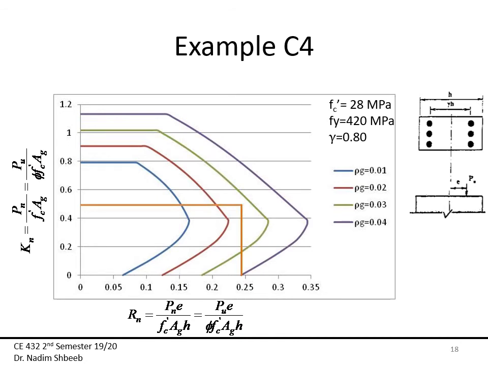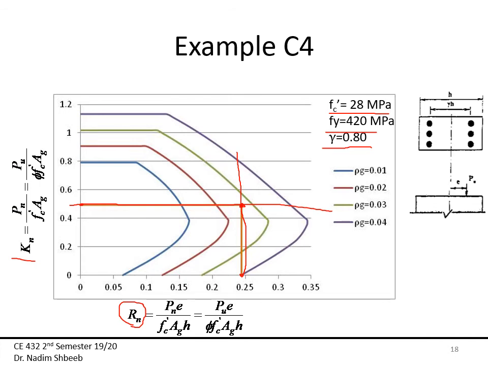So now I have this interaction diagram that I used. Again, I looked for gamma equal to 0.8, Fy 420, and F prime C 28 megapascals. Here I have the different reinforcement ratios, 1%, 2%, 3%, and 4%. So now I found my Kn value to be 0.5, which is right here. So at 0.5, extend all the way up to here. Then I also calculated my Rn to be 0.24. So I have this point right there, extend, and this intersection is the reinforcement ratio that I am requiring.